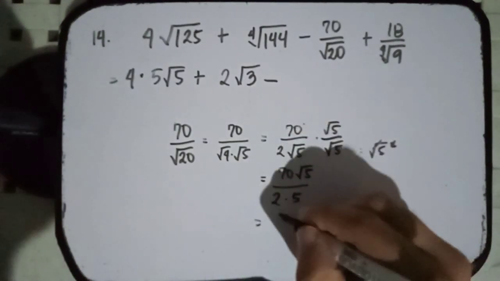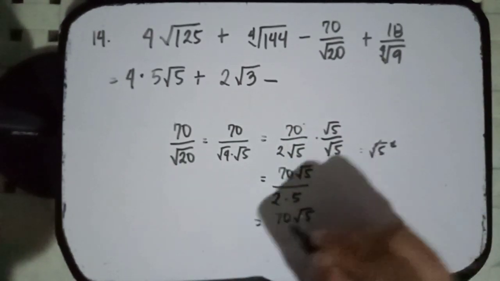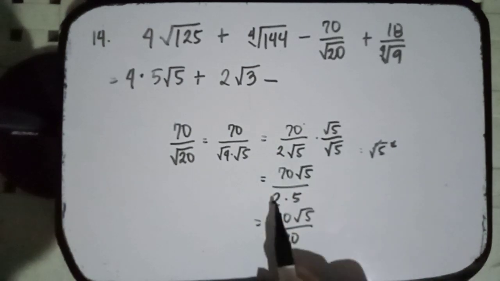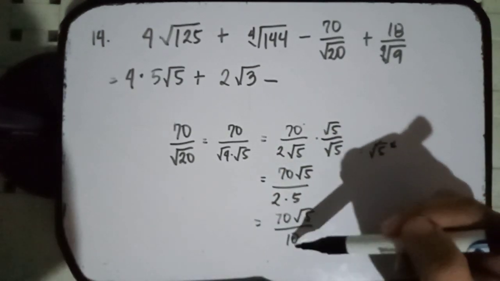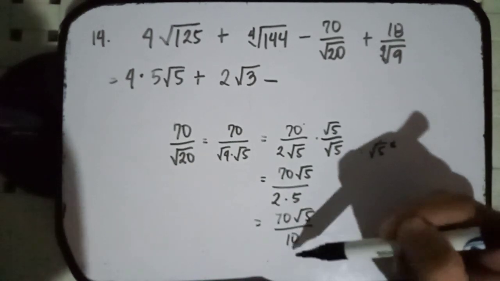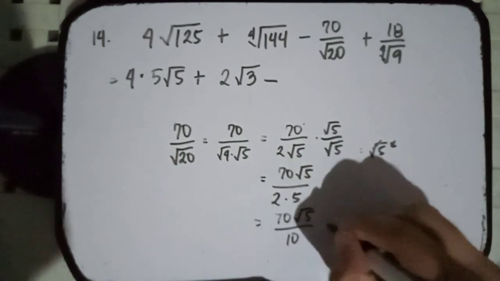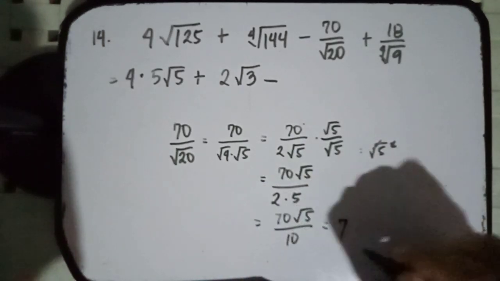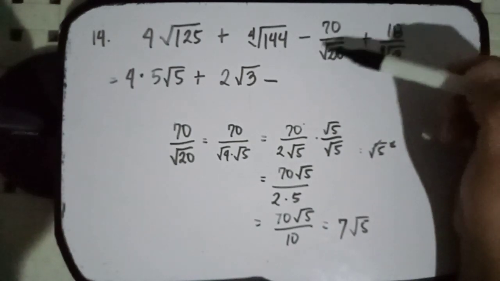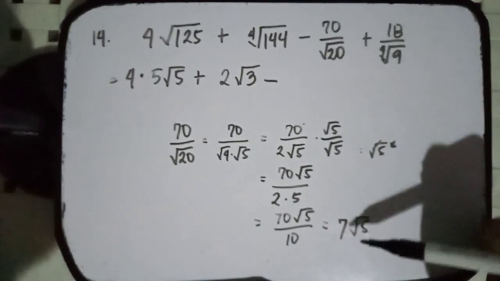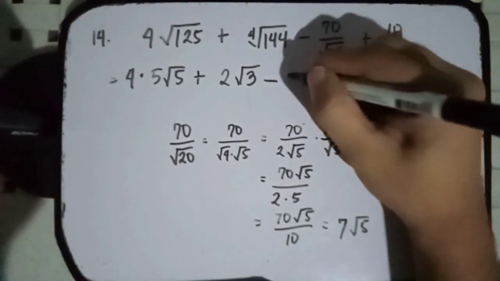Next, multiply na natin. So 70 square root of 5 over 10, because 2 times 5 equals 10. And we know that 70 is divisible by 10. So 70 divided by 10 equals 7, then square root of 5. So from 70 over square root of 20, naging 7 square root of 5. So palitan natin to, diba?